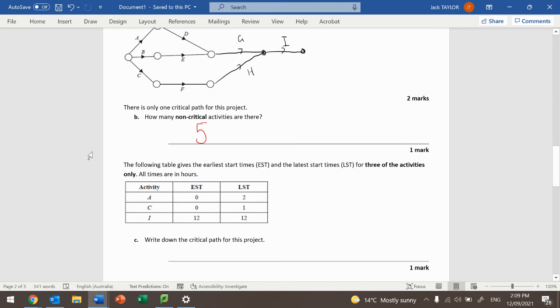Then for 7C, the following table gives the earliest start time and latest start time for 3 of the activities only. All times are in hours. Write down the critical path for this project. All right, this is a pretty tricky question.